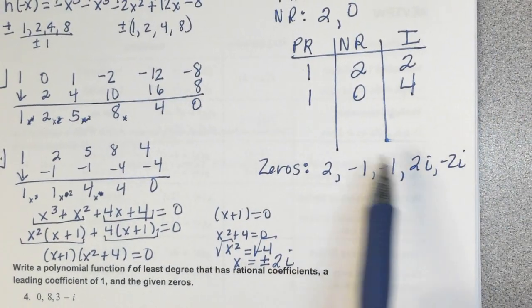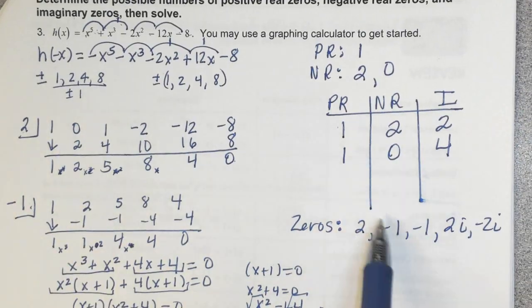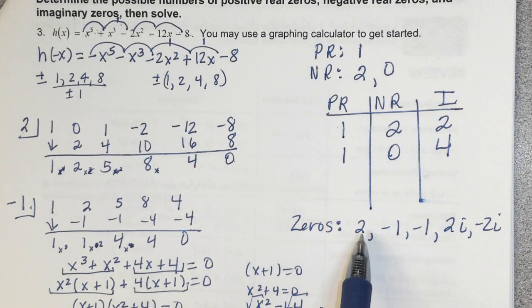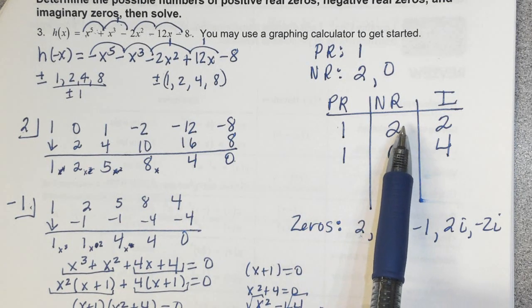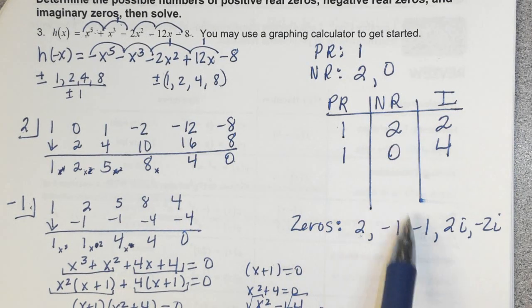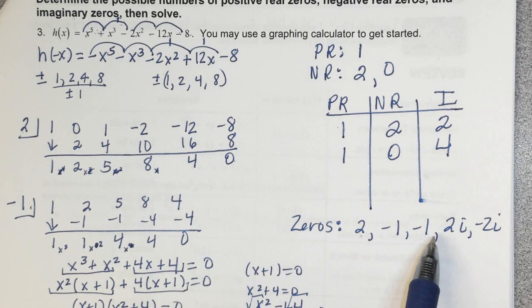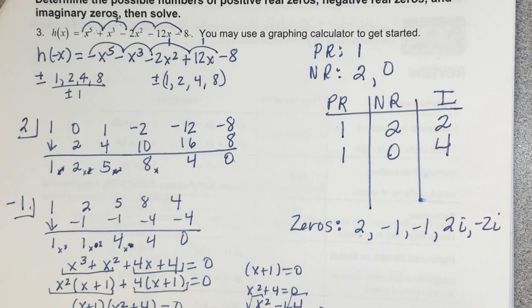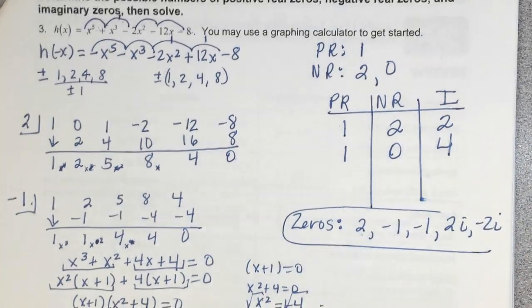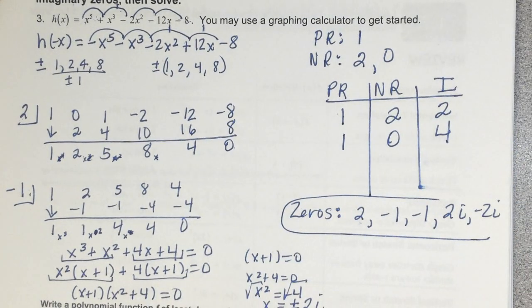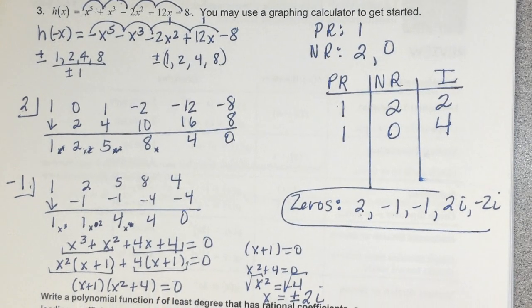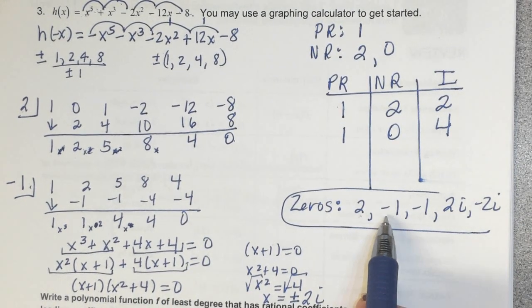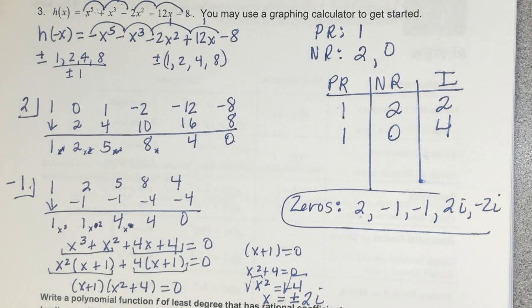And let's see if this all works out. Based on Descartes' rule of signs, I should have one positive real. 2 is a positive number, right? I can have either 2 or 0 negative reals. Well, here's a negative real, and here's a negative real. So those are those two, and then I can have two imaginaries. And these are all the zeros for that problem. Okay? So that's what you're going to have to be able to do. See, negative 1 is a solution twice. And that's fine. That happens.